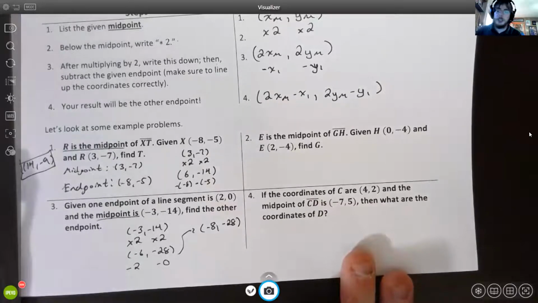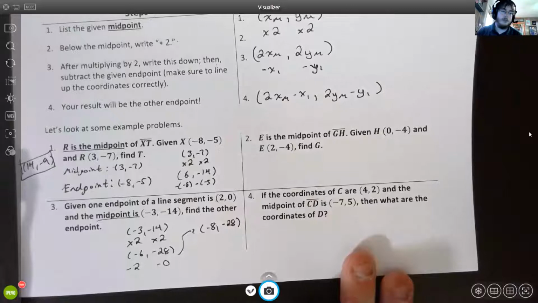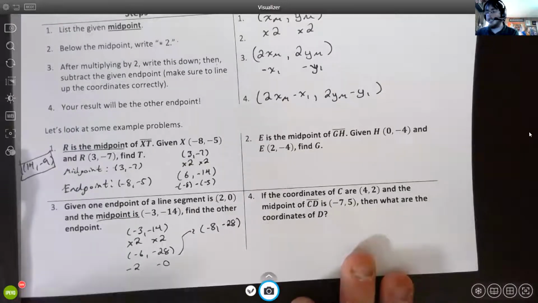All right, so I want you to try numbers 2 and 4 on your own. So pause the video, then come back and check and see if you got them right.